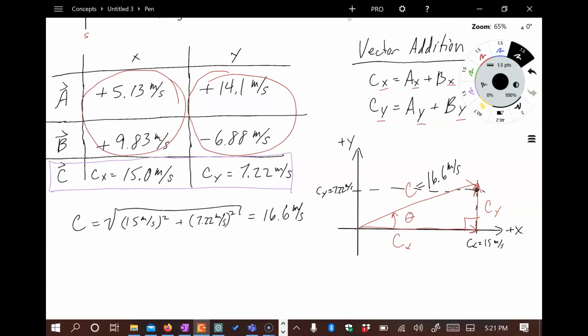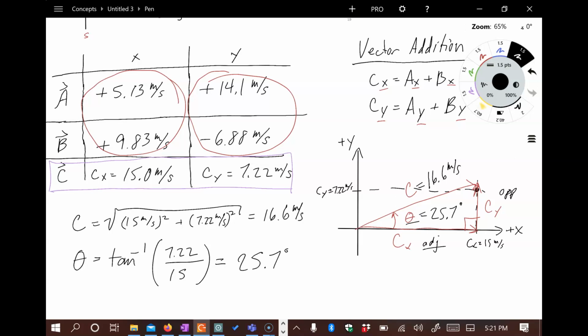And finally, we're going to get the angle here. We'll use the tangent inverse function. And so that's going to be opposite over adjacent, right? From this angle, here's your opposite, here's your adjacent. So we're going to take Cy, 7.22. Remember, I can ignore the sign and the units. And then I'm going to divide by Cx, which is my adjacent, and I'm going to have that at 15. When I put that into my calculator, I'm going to get about 25.7 degrees. That's what this is.